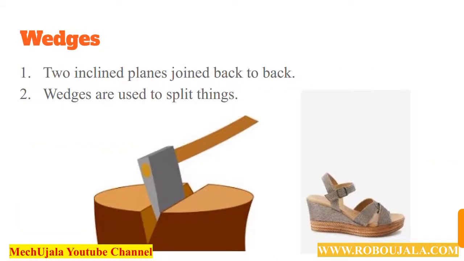Now the wedge, which is used for cutting wood, and we can say it is like two inclined planes joined back to back. As you can see in this example, there are two inclined planes joined back to back, and wedges are used to split things. As you can see, we are splitting a piece of wood. So these are also simple machines.